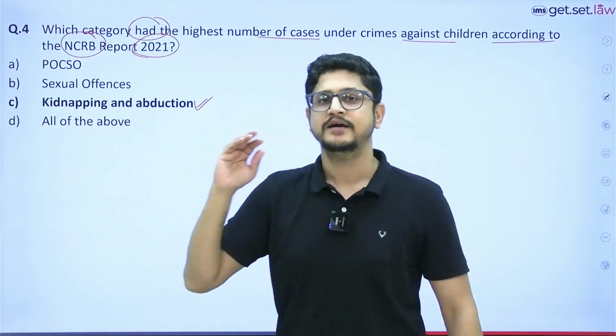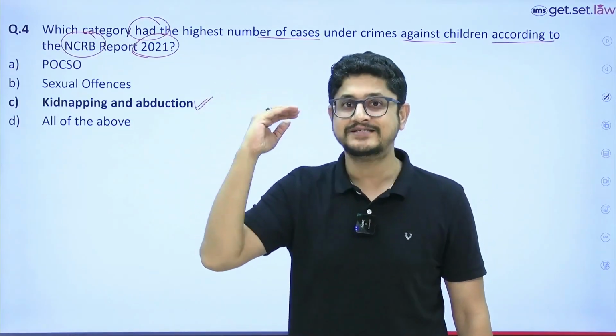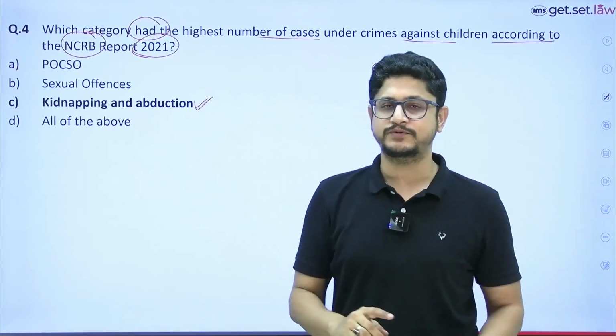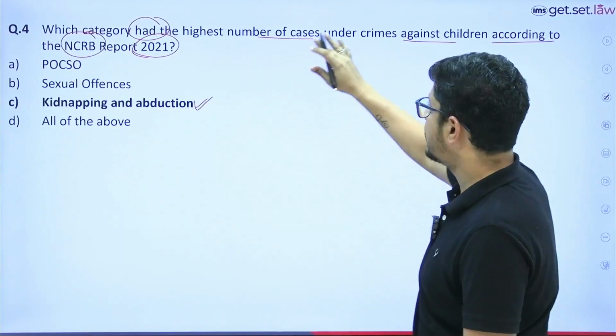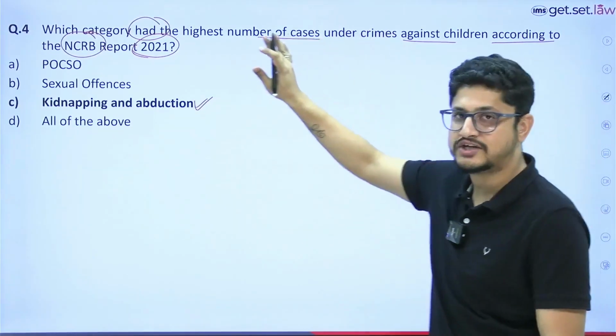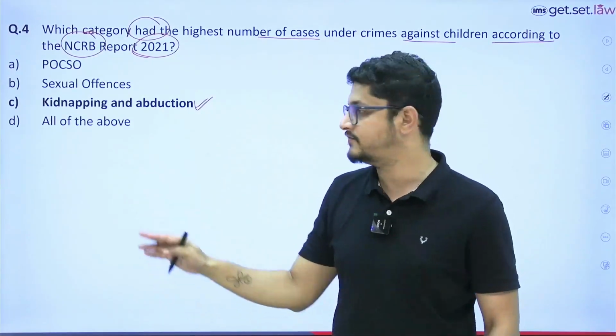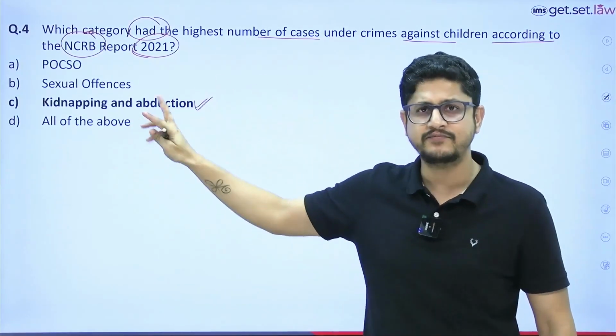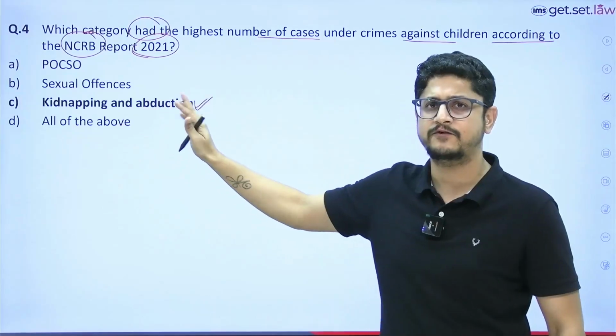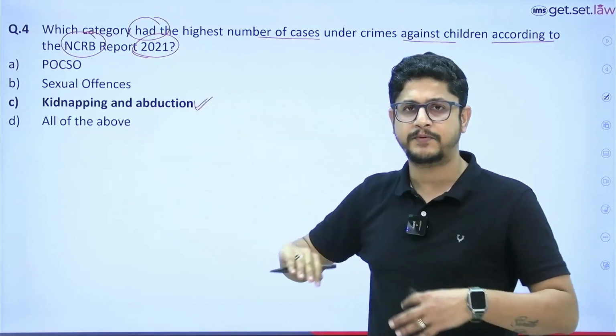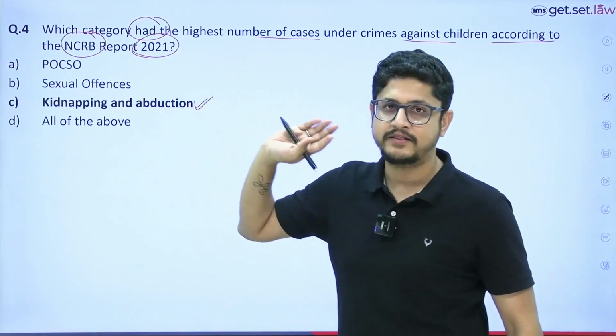So as I suggest a lot of time that all of the above or none of the above could be the answer, but you need to always eliminate ones and see whether all the options are there. But they say which are the highest number of cases and which category, so we can't make it all because individual bifurcation is given. So kidnapping and abduction, again the options could have been a little bit flipped, maybe A B could have been there in the paper, but you go with the kidnapping and the abduction part.